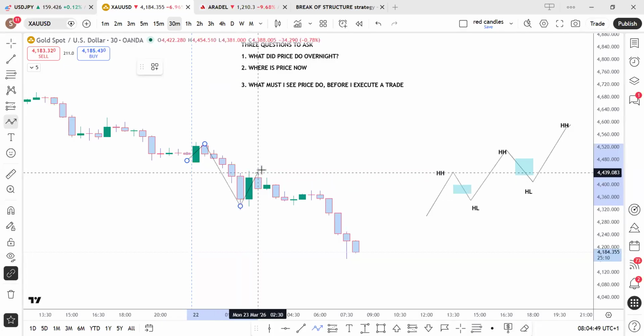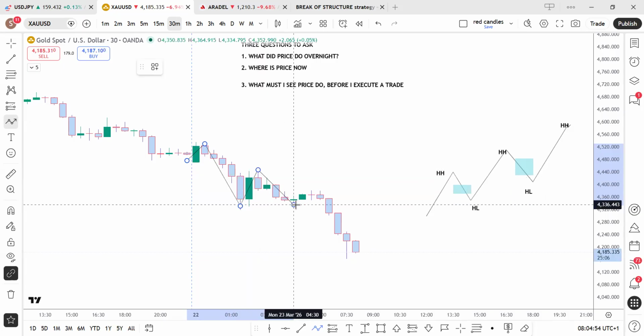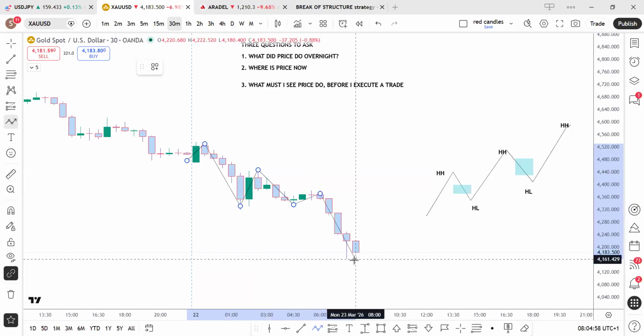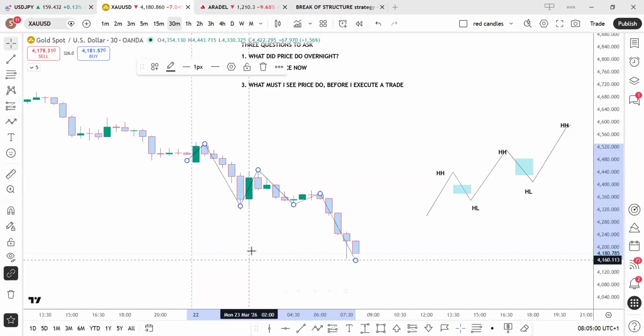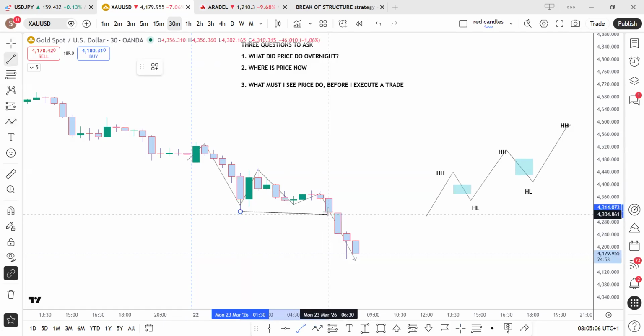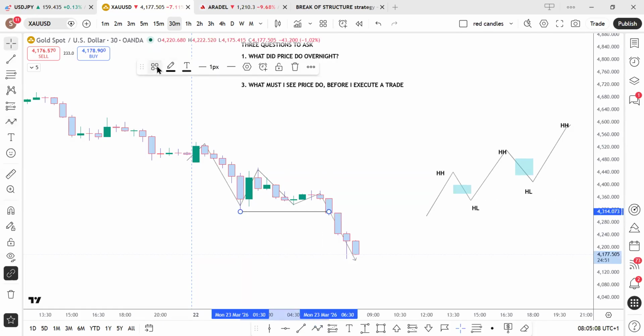Then what does it do next? It pulls back. Yeah. And then goes down, but does not go below this level, just pulls back a bit and then goes down. Now, what does it do here? It breaks another structure there. So it breaks that structure right there. So we have a break of structure to the downside.